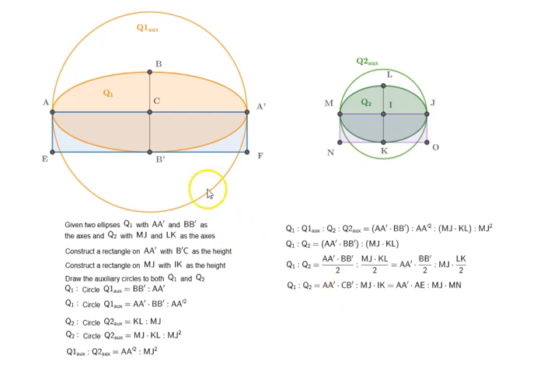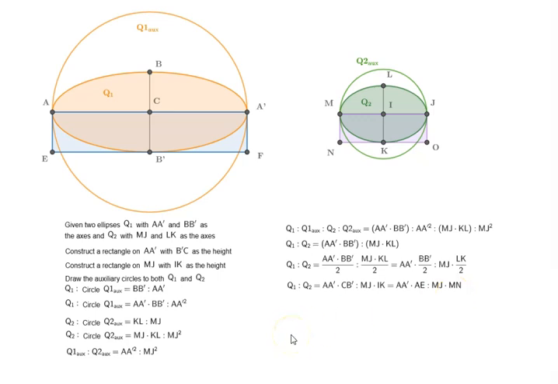Now we can substitute CB prime with AE because they are equal. Similarly, we can substitute IK with MN because they are equal. So we have Q1 is to Q2 is equal to A prime times AE is to MJ times MN. And these are the rectangles that we have drawn, A prime times AE and MJ times MN, which is what we had to prove.